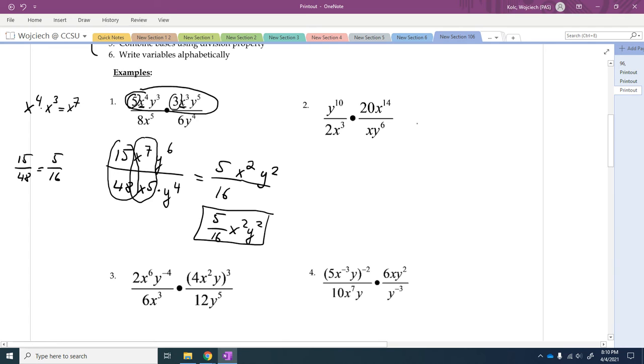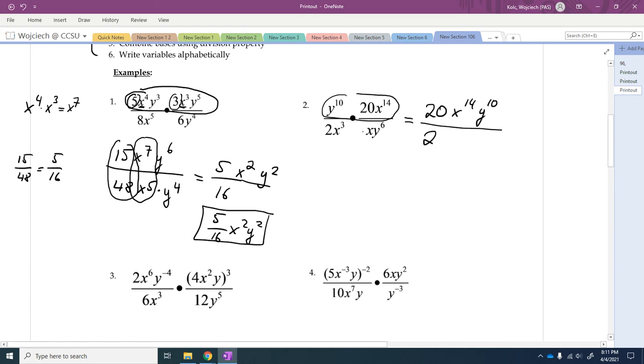Question number 2. If you look at the numerator, we don't have any like bases, so I'm just going to rewrite this. I'm going to write 20 x to the 14th y to the 10th. All I did is use the commutative property. 5 times 3 is the same thing as 3 times 5, so I can rearrange it. And I will do the same thing with the denominator.